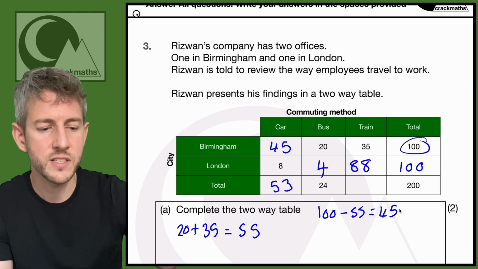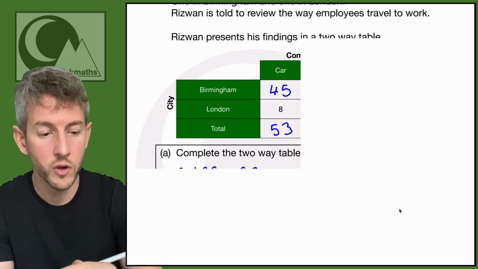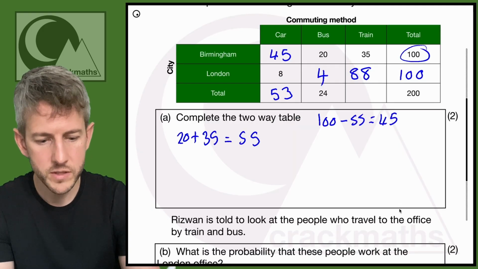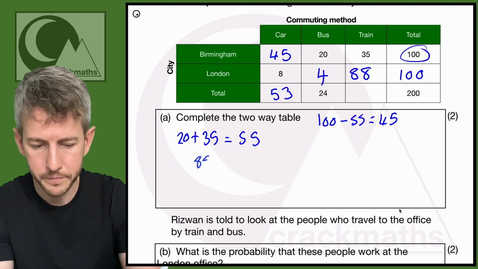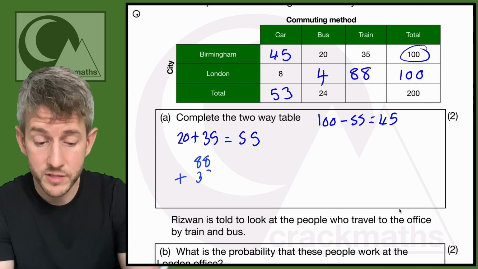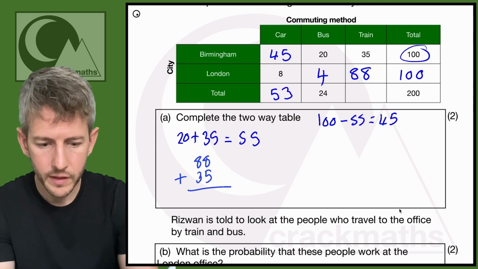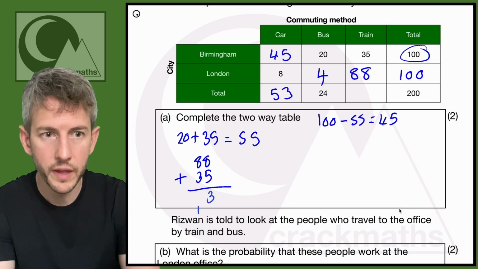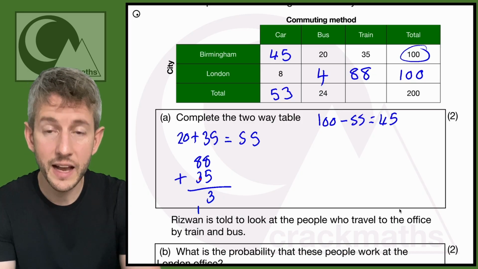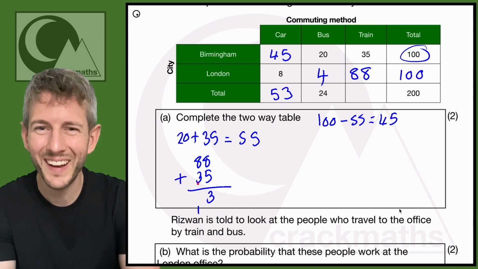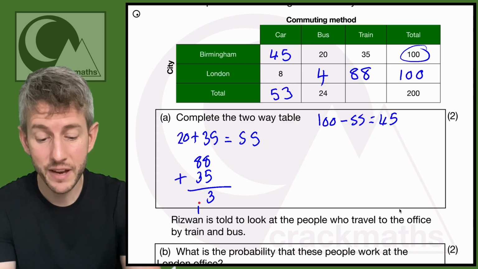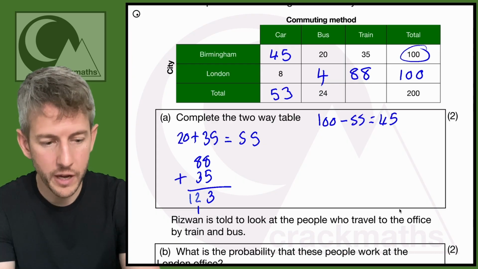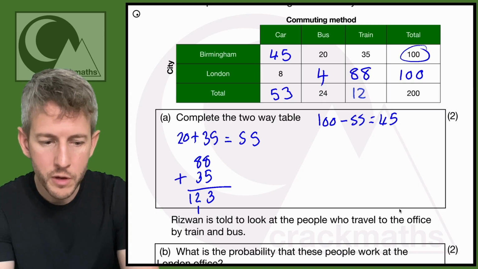Okay, I might actually just scroll down and do this one with the column method. So if I've got here 88 plus 35, you might be able to do this in your head. So 8 plus 5 is 13. So put a 3 there and a 1 there. 8 add 3 is 11. 11 add 1 is 12. So here we go. So that should be 1, 2, 3.